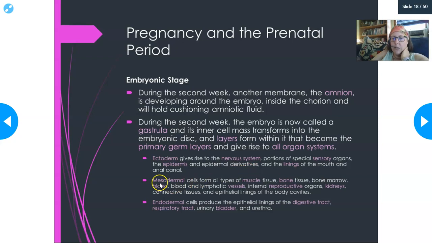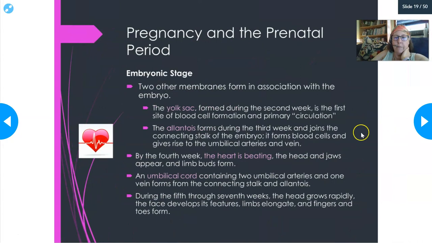Then the mesodermal cells will make all the muscles, bones, bone marrow, blood and lymphatic vessels, internal reproductive organs, kidneys, connective tissue, and the epithelial lining of the body cavities. And then your endodermal cells will produce epithelial linings of the digestive tract, respiratory tract, urinary bladder, and urethra. All the places where mucus lives, basically.